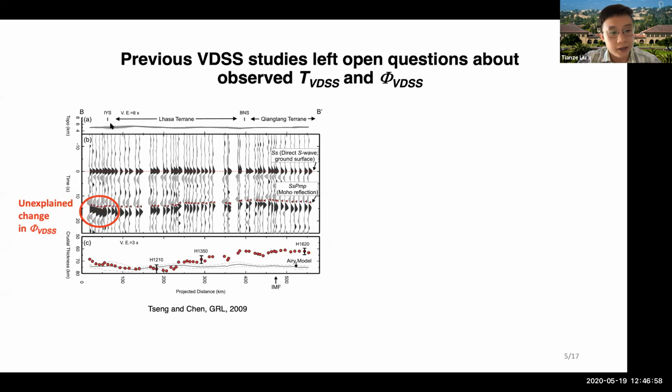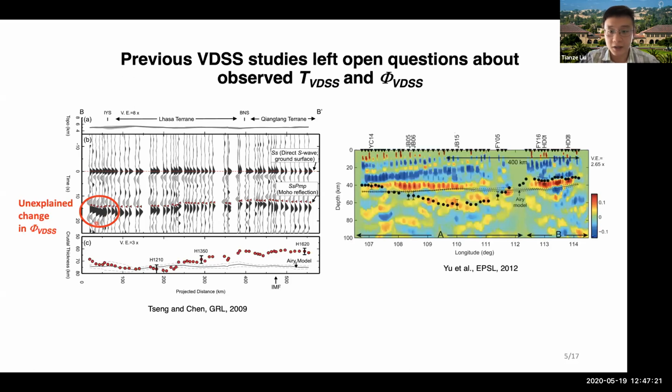SSPMP recorded at the stations at the southern end of their profile has a significant negative side lobe following the prominent positive peak. However, in the rest of the profile, you don't see this feature. But in their paper, they didn't really discuss this feature. And here's another example of how open questions were left by previous VDSS studies.